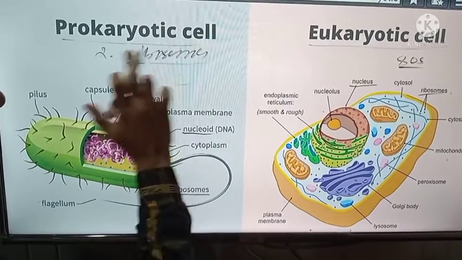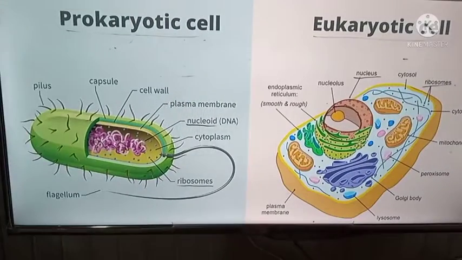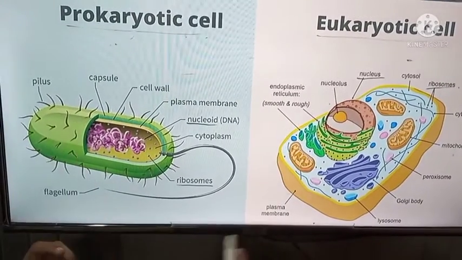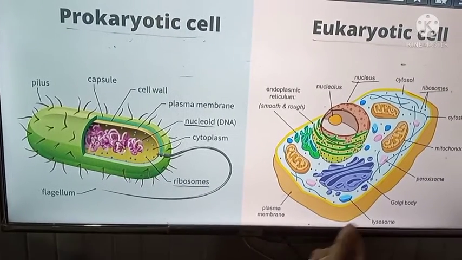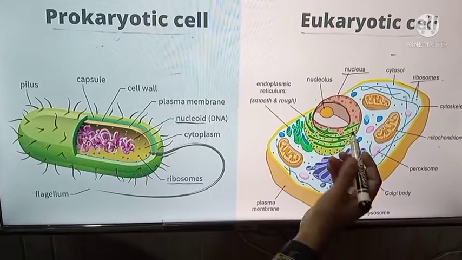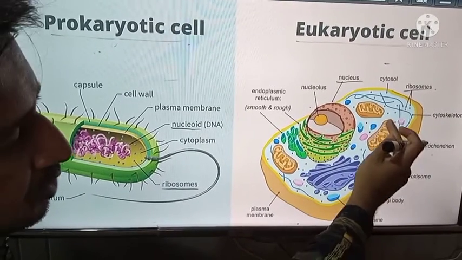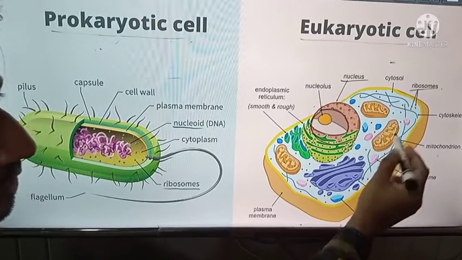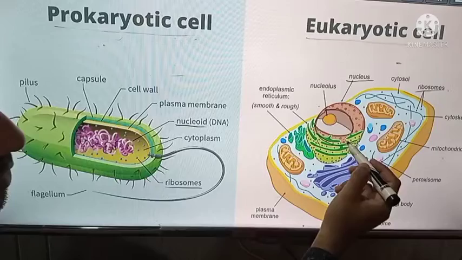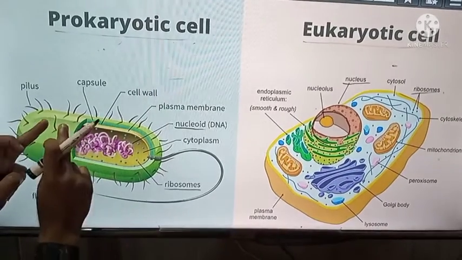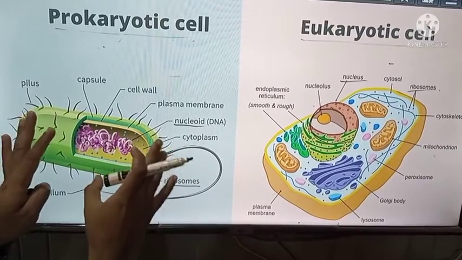Next, point number three, membrane-bounded organelles. Students, in both of these diagrams we have a lot of membrane-bounded organelles. You will see that in eukaryotes there is an endoplasmic reticulum, the same as mitochondria. This one is a mitochondrion, this one is the Golgi body, and so on. In prokaryotes, you will see that there are no typical membrane-bounded organelles present.